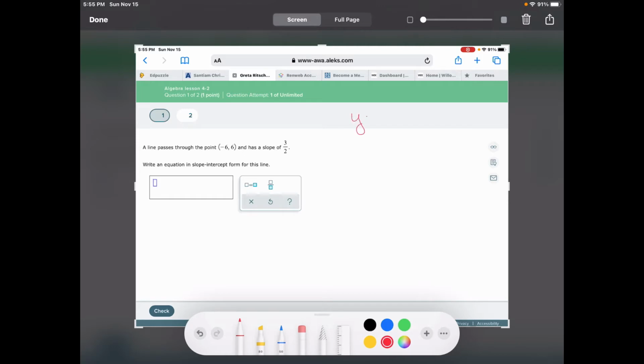So slope-intercept form is y equals mx plus b. And in this case, we need to find out what the slope is and what the y-intercept is. They don't tell us what the y-intercept is, but they do tell us what the slope is. So we are going to use this information to solve for b. Let's plug those in for x and y. Y is 6 equals, and then the slope is 3/2, so we'll put that in there, times x is -6 and plus b. So let's simplify this a little bit.